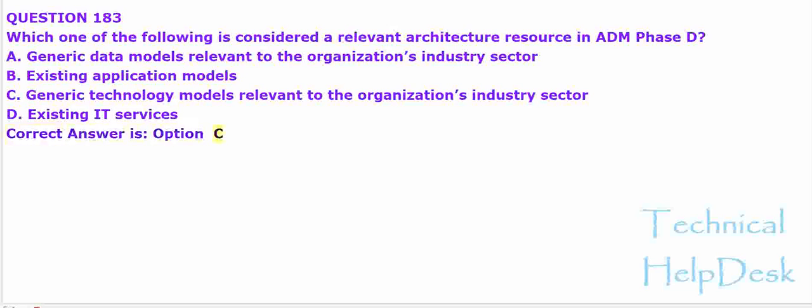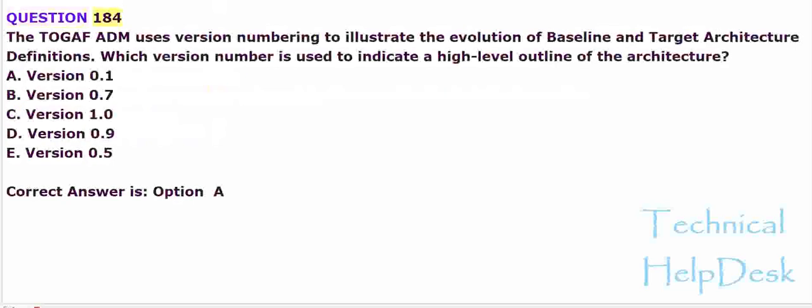Question 184. The TOGAF ADM uses version numbering to illustrate the evolution of baseline and target architecture definitions. Which version number is used to indicate a high-level outline of the architecture? A. Version 0.1. B. Version 0.7. C. Version 1.0. D. Version 0.9. E. Version 0.5. Correct answer is option A.